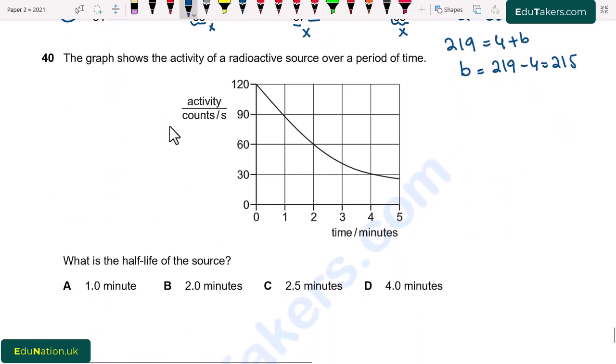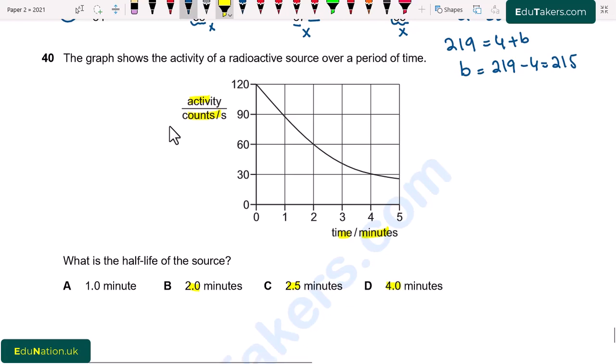Question number 40. The graph shows the activity of the radioactive sources over a period of time. Here is a graph and time is measured in minutes while the activity is measured in counts per second. What is the half-life of the source? A 1.0 minute, B 2.0 minutes, C 2.5 minutes and D 4.0 minutes.